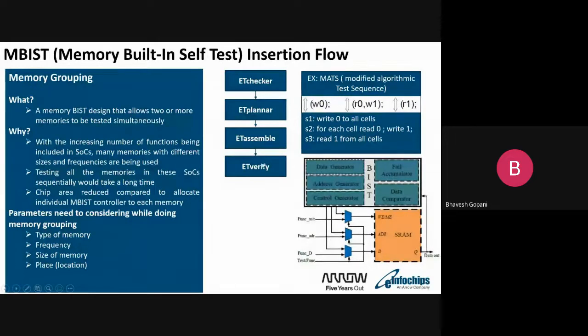Here there are certain stages or steps in the Mentor flow. Normally we use the Mentor TestKompress-based flow to insert the MBIST. During this flow there are some checkers which check how the clocks are, whether there is any violation, whether the clock is coming fine and reset is coming fine. Then we need to do the plan. Planning is a very important stage in MBIST insertion.